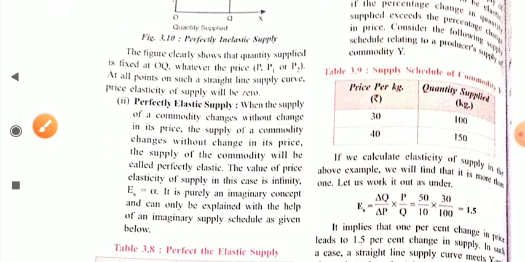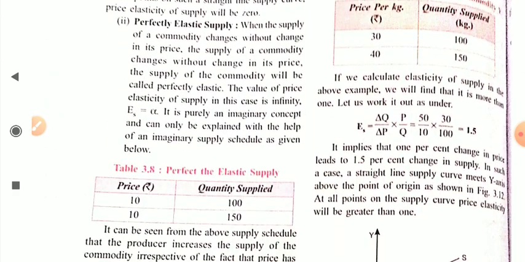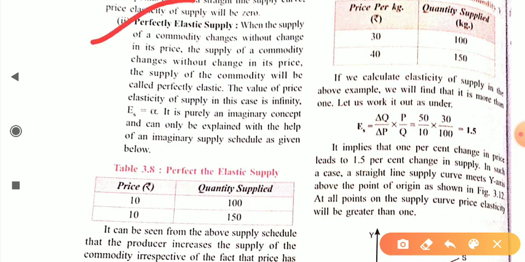Now let's move to our next point, which is perfectly elastic supply. Dear student, perfectly elastic supply means the supply of a commodity changes without any change in its price. Okay, without change in price, the supply of a commodity will be called perfectly elastic.